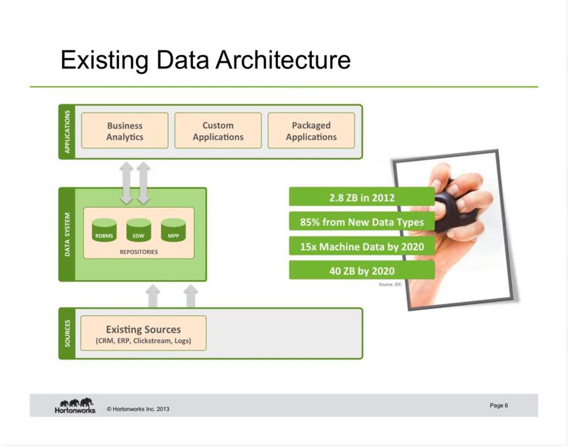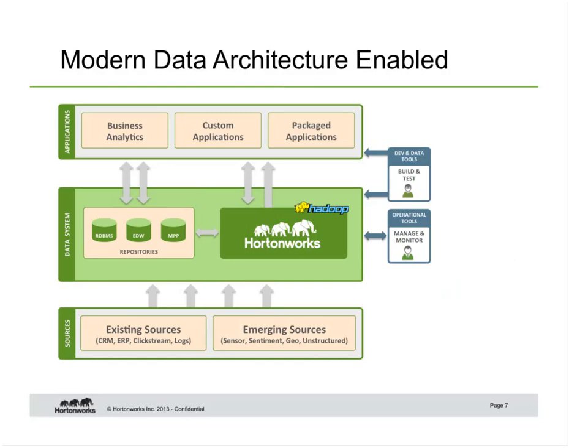Almost 85% of that are new types of data, data that organizations either considered exhaust data that they weren't previously looking to exploit, or is being generated from some new type of business system or new type of collection capability. And in fact, machine-generated data, in particular, is growing by 15x by 2020. So almost everything is instrumented. So this is putting a lot of pressure on that existing architecture.